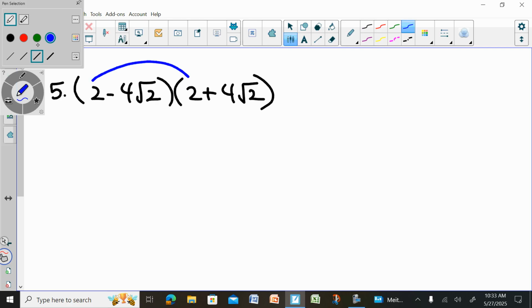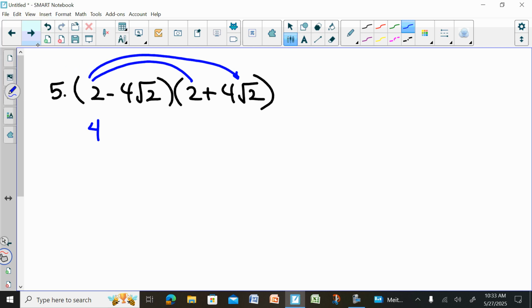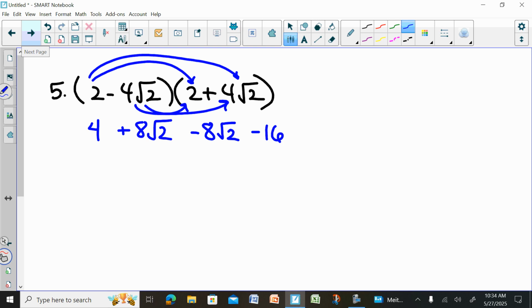So we're going to do first terms, which is the 2 times 2 is 4. Outer terms is distributing that 2 to the other term in that other parenthesis. So 2 times a positive 4 root 2 is a positive 8 root 2. And now we're moving on to the inner term. So that's moving to the negative 4 root 2, and the positive 2 makes negative 8 root 2. And then negative 4 root 2 and a positive 4 root 2, the positive and the negative makes negative. The 4 and 4 makes 16, and the root 2 makes root 4.